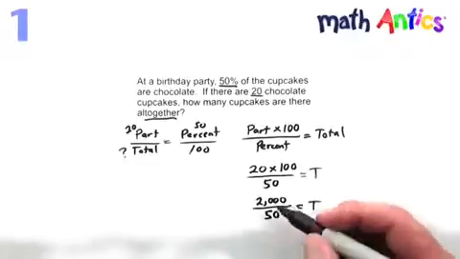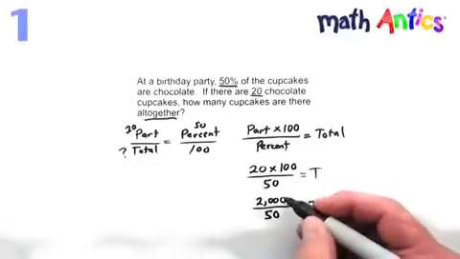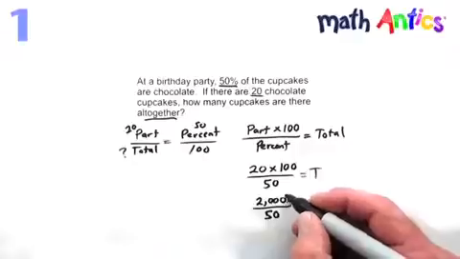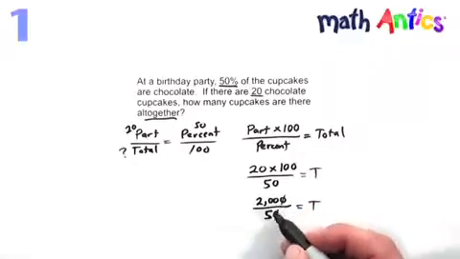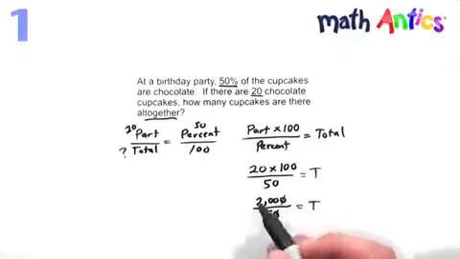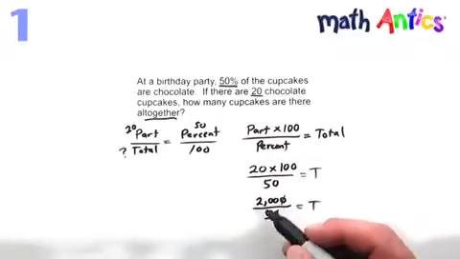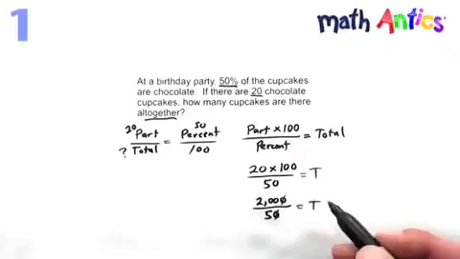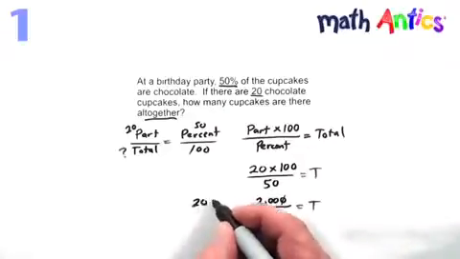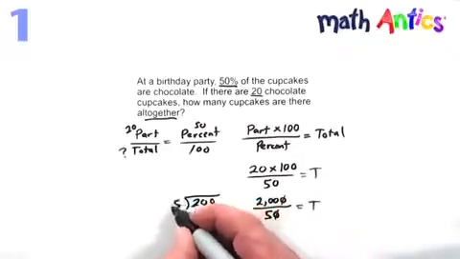Now there's a couple ways we could do that. We could first simplify. We can divide the top and the bottom by 10 and cross this off so that we have 200 divided by 5. Or you could just use a calculator to divide 2,000 by 50, but I'll do it this way. So this would be 200 divided by 5. Let's go ahead and do that here on the side, divided by 5.